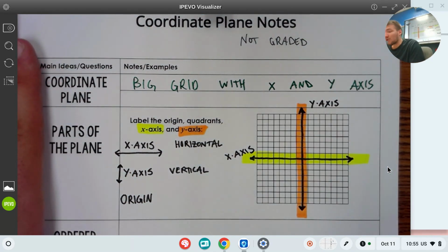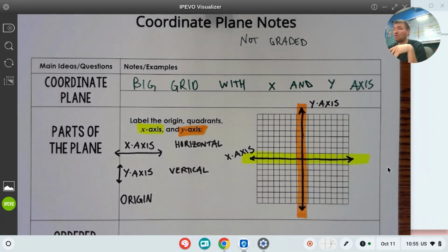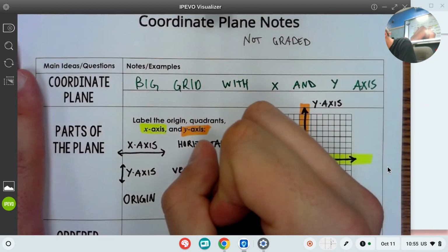Remember, the origin of something is where it begins, right? People say that the origin of the universe is the Big Bang. Or we could say that humans originate, their origin is in Africa, or things like that, right? It's where you begin.